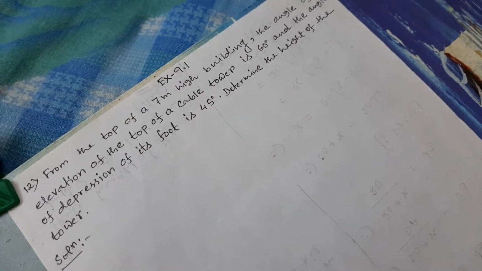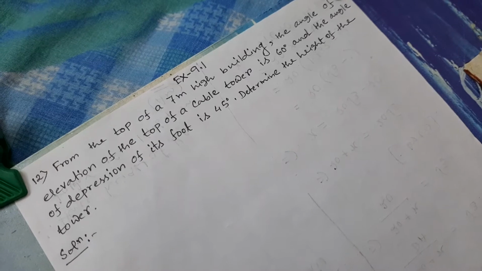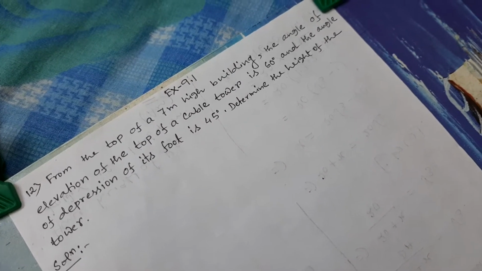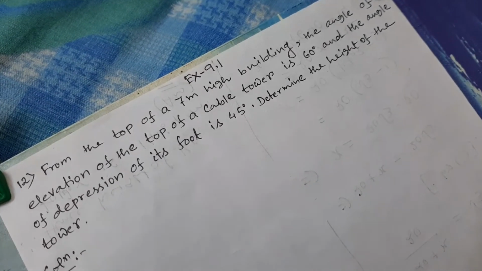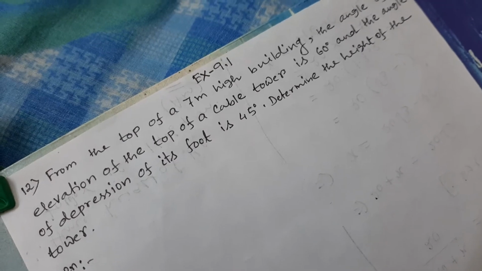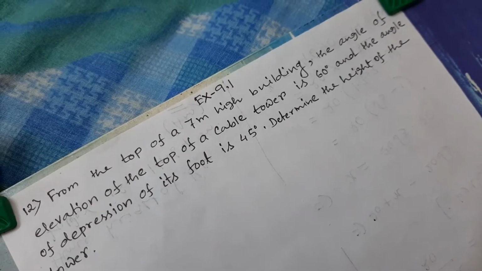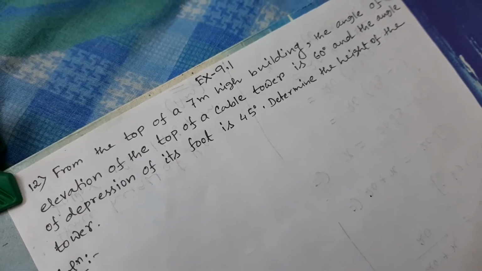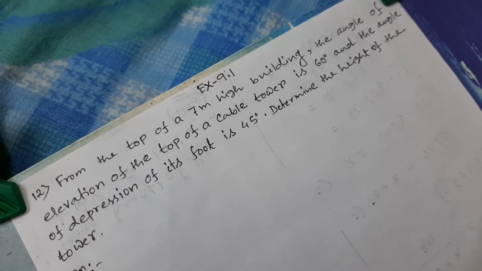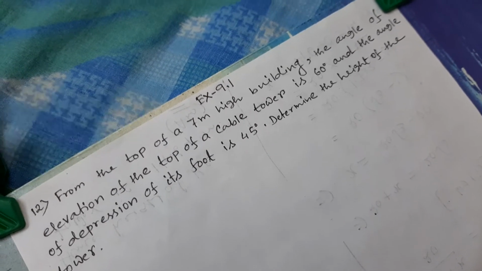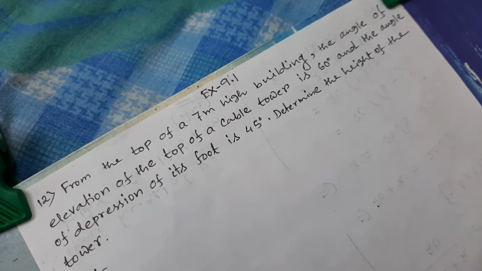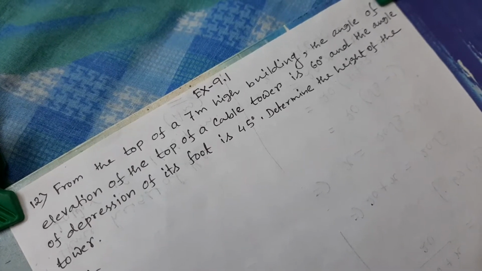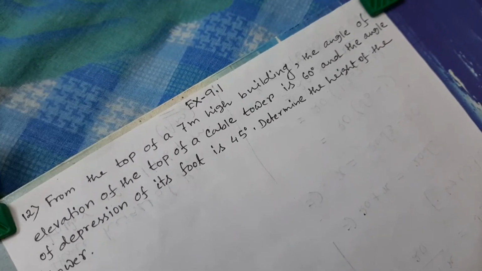Hello students, question number 12, exercise 9.1. The question is, from the top of a 7-meter high building, the angle of elevation of the top of a cable tower is 60 degrees and the angle of depression of its foot is 45 degrees. Determine the height of the tower.